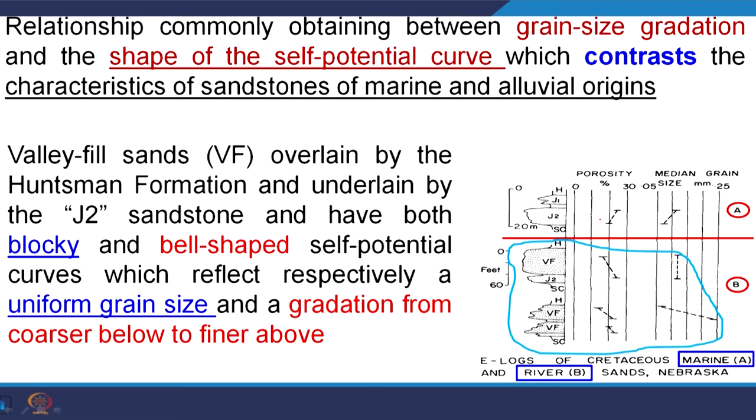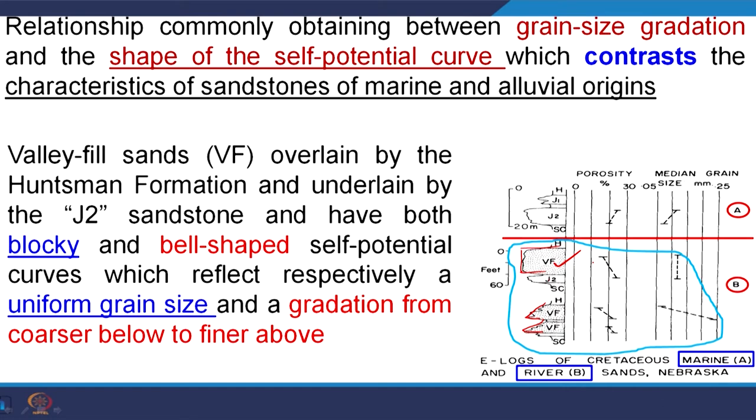So, valley fill sand, VF, for example, here valley fill sand overlain by the Huntsman formation and underlain by the J2 sandstone, have both blocky and bell shaped curves. If you see here, this is J2. Here, if you see, it is valley fill, and it is a bell shaped one, but here the valley fill is not a blocky one. That means though it is a sandstone body, a sheet type of body, in both cases it is valley fill, but the process of deposition is different. So we are getting somewhere a blocky one, somewhere a bell shaped one.